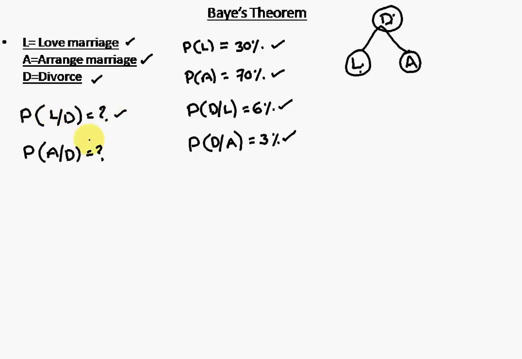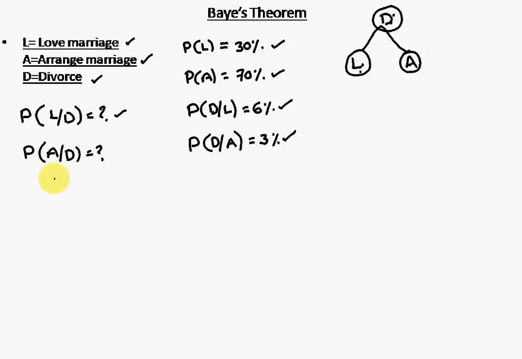This is the question. What is the meaning of probability of A given D occurs? In a society, if you choose a person and the person is divorced, then what is the probability that he is having an arranged marriage? This is probability of A given D occurs. So first D should occur here, and here also D should occur. In this one, first L should occur, and in this one A should occur.